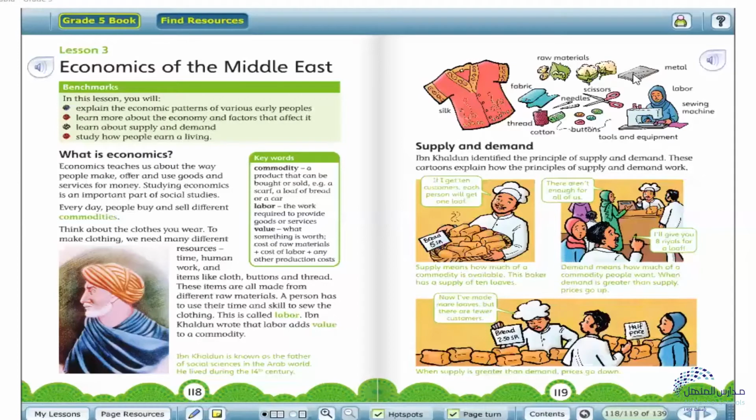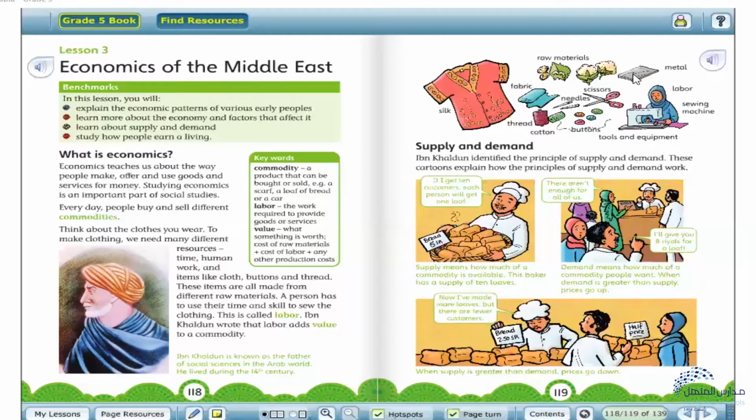Very importantly, before you can continue, you need to understand what is economy. Economy teaches us about the way people make, offer, and use goods and services for money. Basically, it's about people making things, which are the goods and services, which is how they supply it. In return they get money, which is demand and supply. It's business.